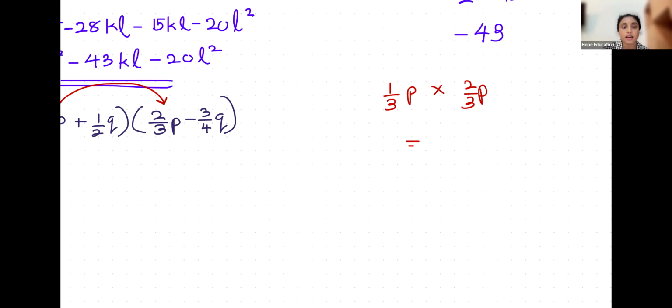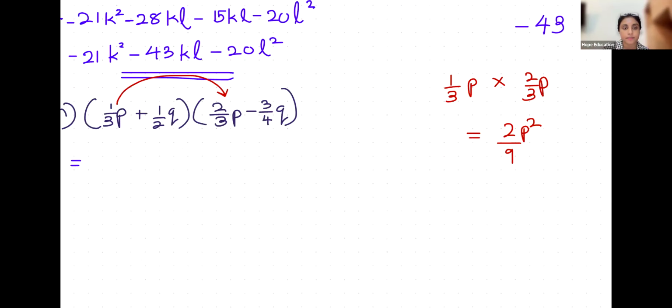So you can see here, if we take the fraction, in the numerator we have 1 multiplied by 2, which is 2, p multiplied by p is p squared, and 3 multiplied by 3 is 9. So you get 2 over 9p squared.